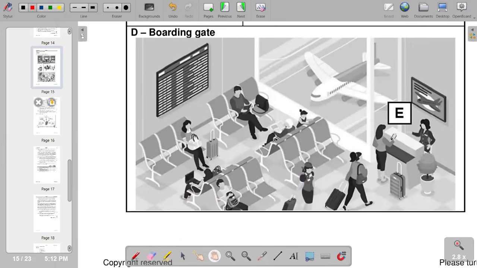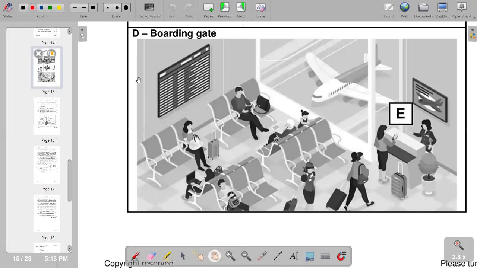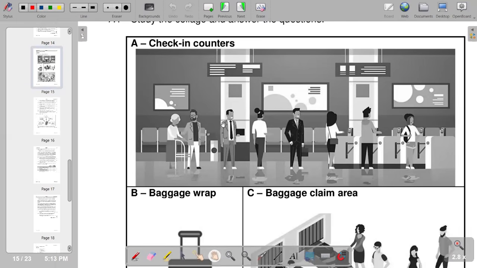In terms of the first part, 7.1.1, name one document that a passenger must hand to the airline staff member when checking in for a flight, at the counter labeled A. So what document should be handed in? Of course, an identification document, which is an ID, identity document. A passport can also be part of that. A driver's license is also an alternative, and proof of identification can also be included.